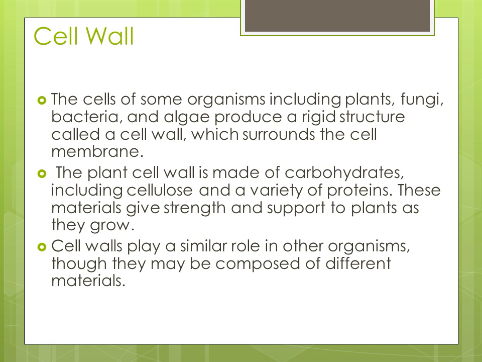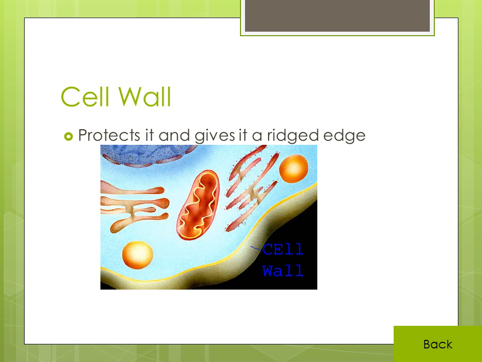The cell wall. The cells of some organisms, including plants, fungi, bacteria, and algae, produce a rigid structure called a cell wall, which surrounds the cell membrane. The plant cell wall is made of carbohydrates, including cellulose, and a variety of proteins. These materials give strength and support to plants as they grow. Cell walls play a similar role in other organisms, although they may be composed of entirely different materials, but it helps to give it shape and structure. Cell wall, and you can see it's the rigid edge that is going to give it shape and give it some protection.